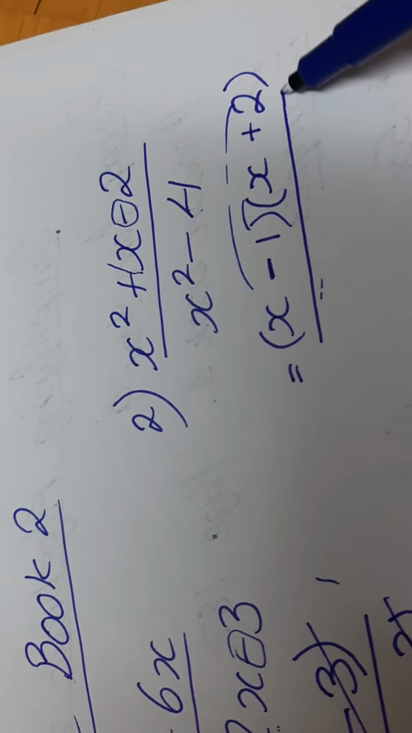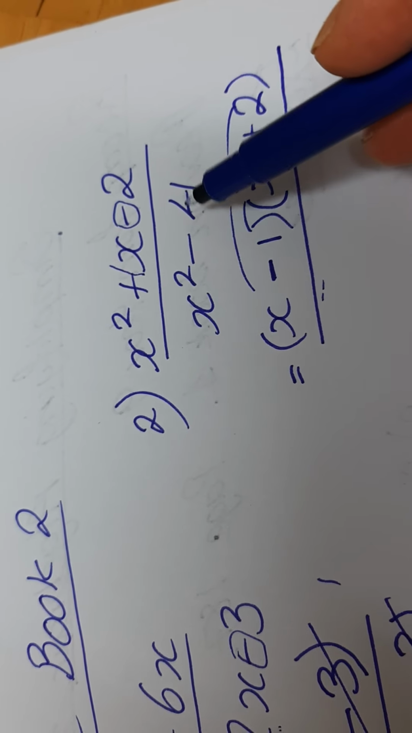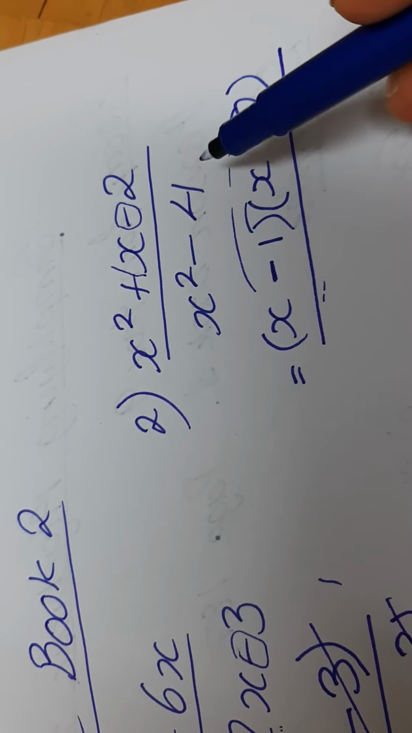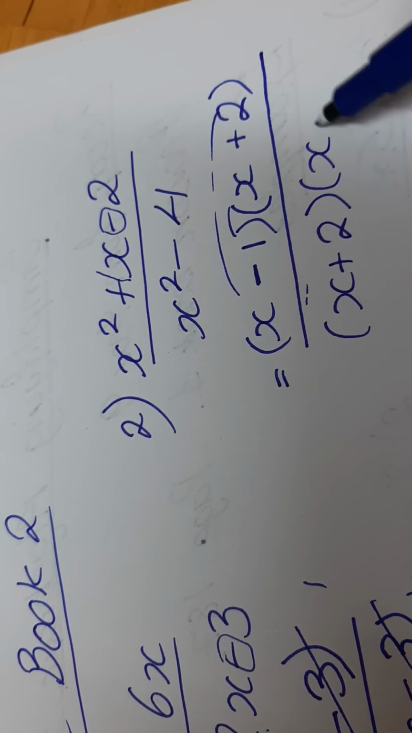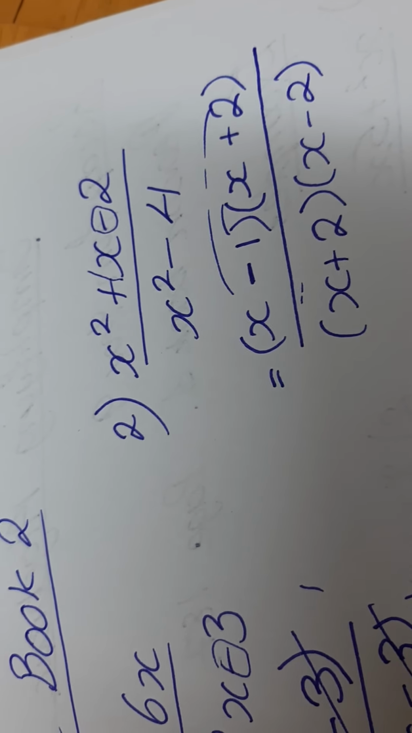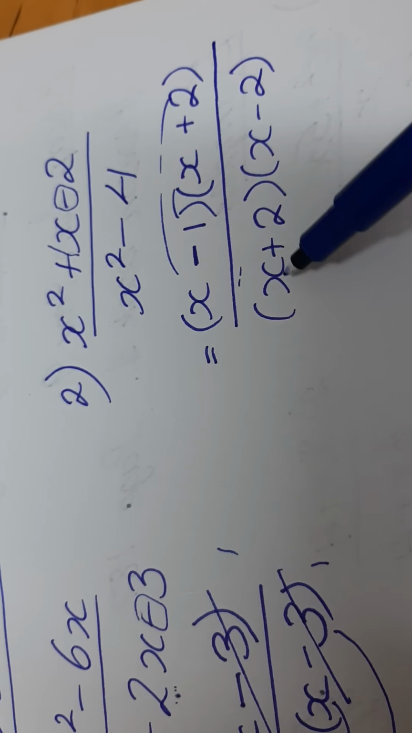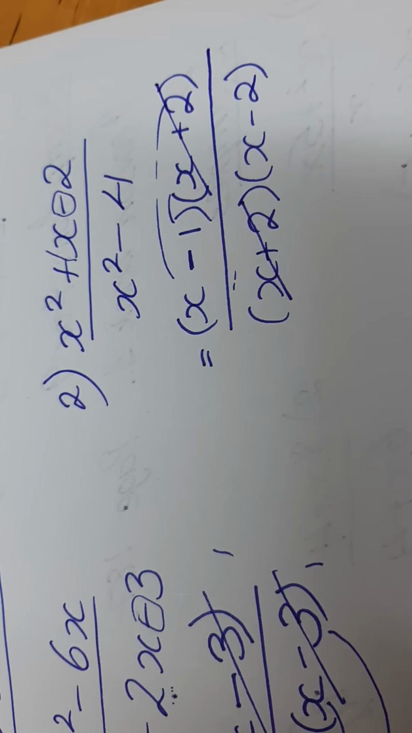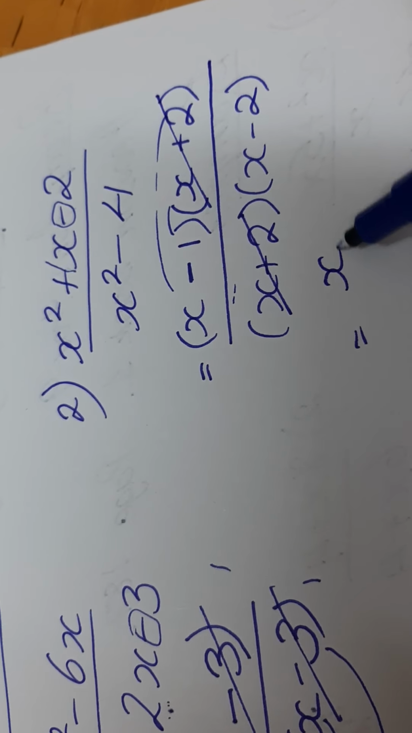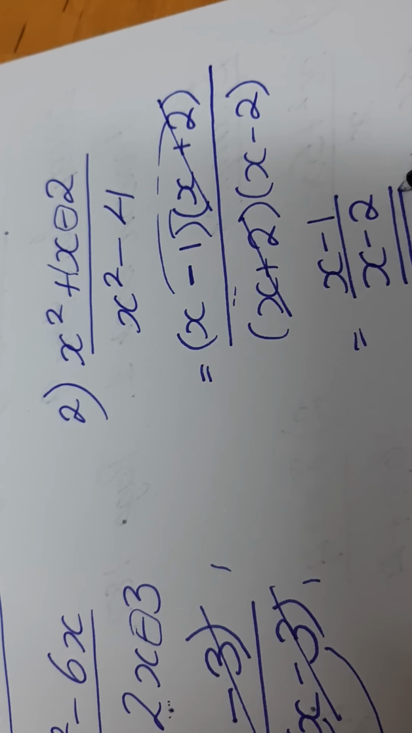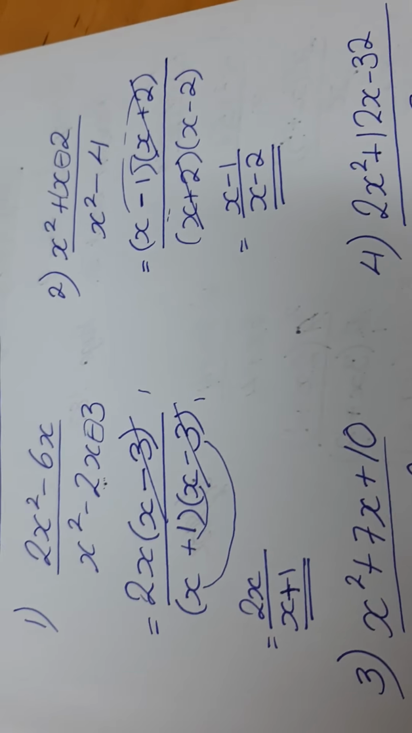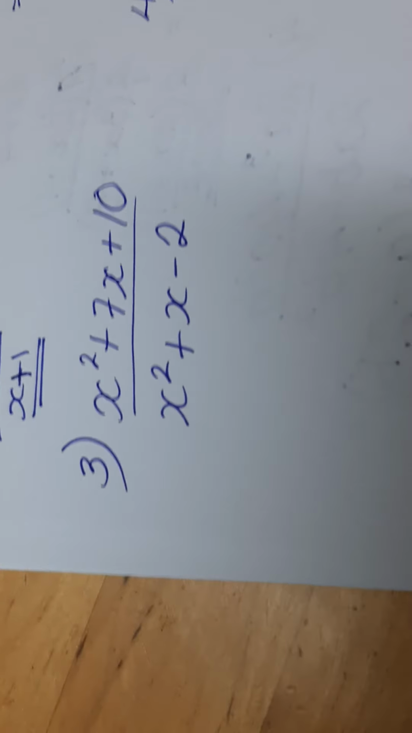On the bottom, did we notice that's a difference of 2 squares? So we have x squared minus 4 is x plus 2 times x minus 2, or if you like, x minus 2 times x plus 2. These two cancel because they're the same, and I'm left with x minus 1 over x minus 2. That's that one.